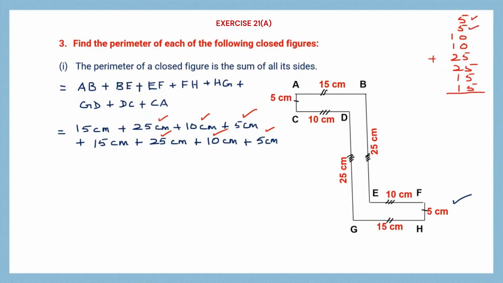5 plus 5 is 10. 10 plus 5 is 15. 15 plus 5, 20. 20 plus 5, 25. 25 plus 5, 30. 0. Carry 3. 3 plus 1, 4. Plus 1, 5. 5 plus 2, 7. 7 plus 2, 9. 9 plus 1, 10. 10 plus 1, 11. So we've got 110. So the perimeter of this closed figure is 110 centimeters. So our answer here is 110 centimeters.